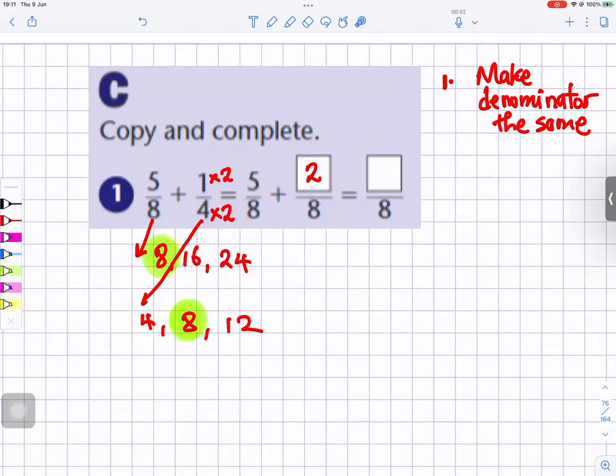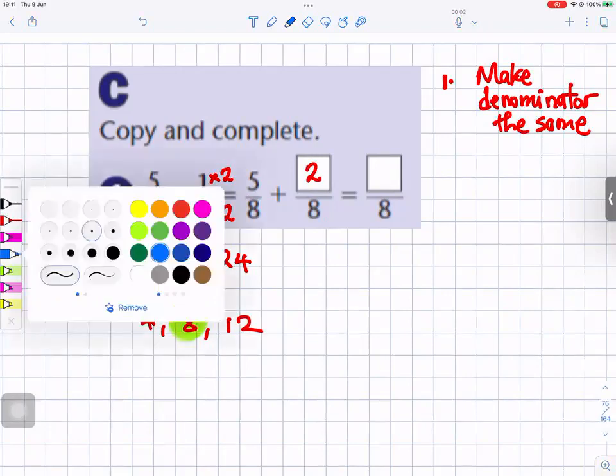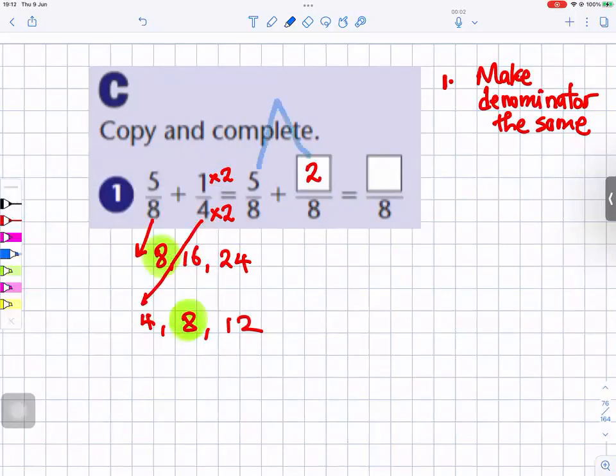So now there's 8 and 8 as denominators. Now the denominator is the same. What do we do now? The last thing is to add the numerator. So we add 5 and 2. 5 plus 2 is 7. And that denominator, which is 8, we just write it as 8. So the answer is 7/8.